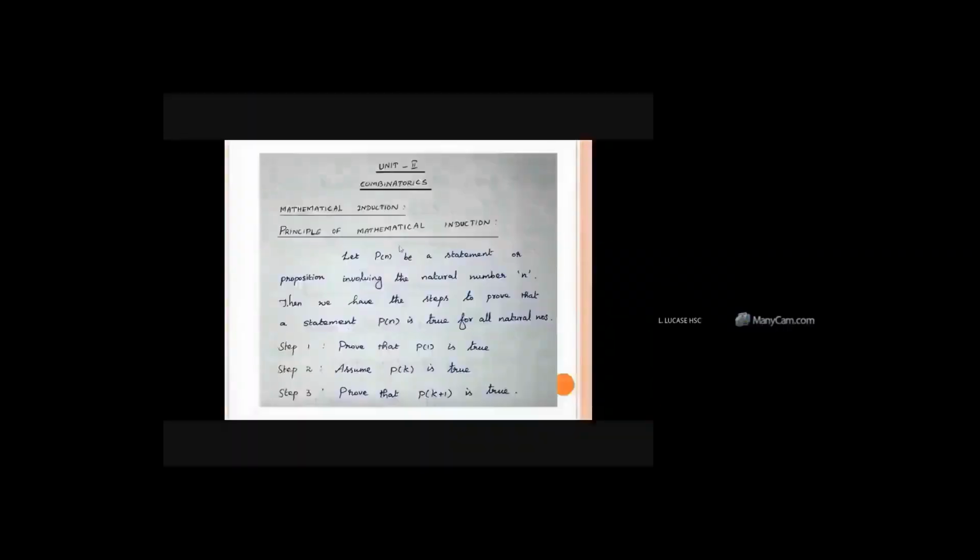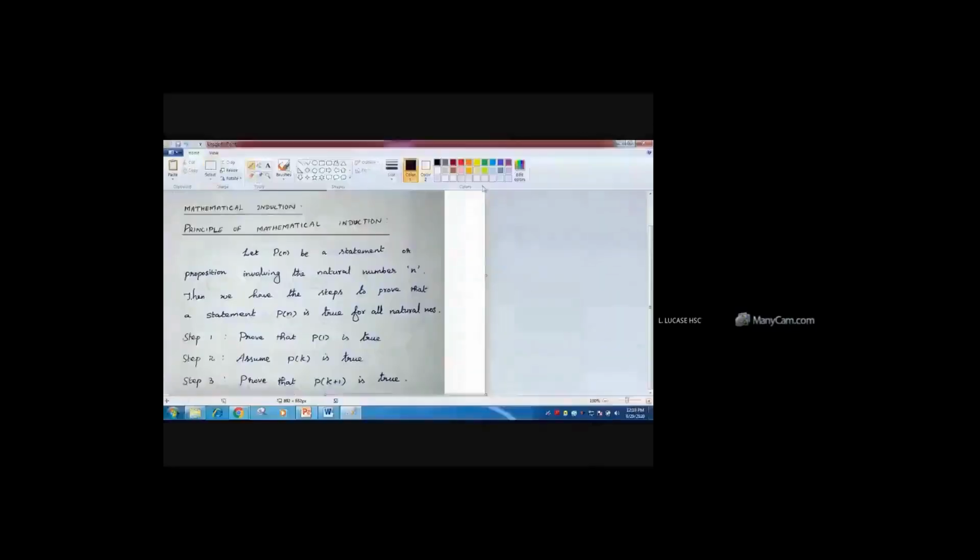வாங்க வீடியோக்குள்ளே போகலாம். Principle of mathematical induction. Let P of n be a statement or a proposition involving the natural number n. So the first thing to be noted is P of n be a given statement or proposition involving the natural number n. So if you want to use mathematical induction to prove the correctness of a given formula or some statement, that should involve n natural number first. Then only we can use mathematical induction.